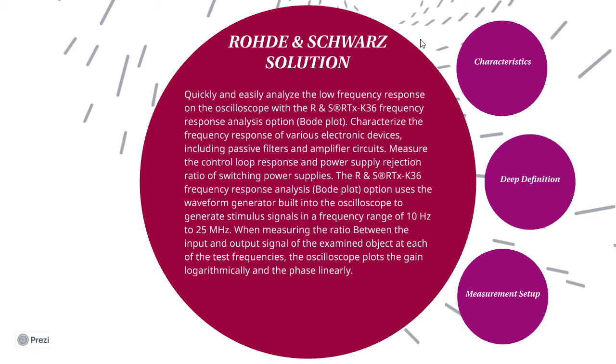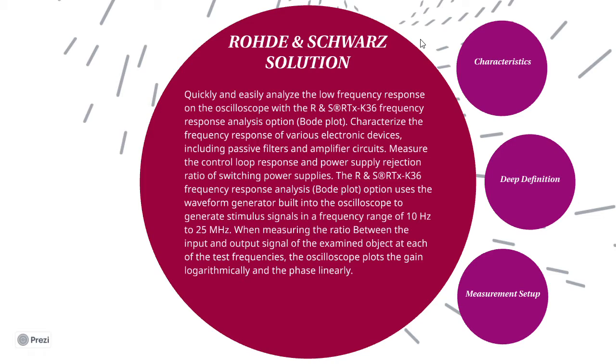The R&S RTx-K36 frequency response analysis option uses the waveform generator built into the oscilloscope to generate sine signals in a frequency range of 10 Hz to 25 MHz. When measuring the ratio between the input and output signal of the device under test at each of the test frequencies, the oscilloscope plots the gain logarithmically and the phase linearly.